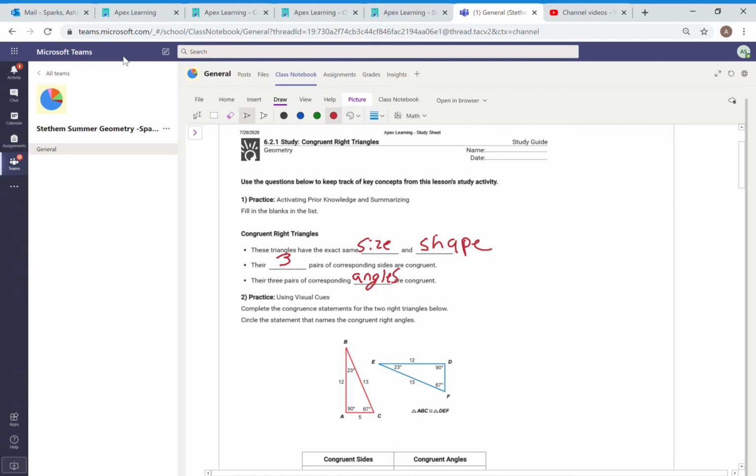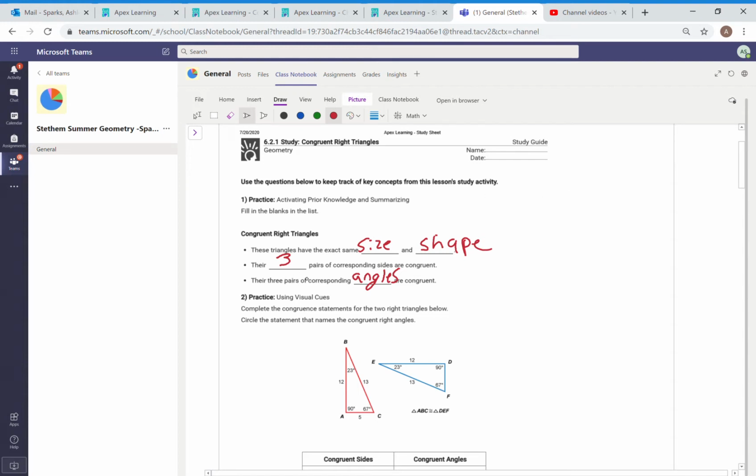So, congruent triangles. This one's a little bit weird. I feel like it bounces around a bit, but we'll try to keep it as streamlined as possible. Congruent right triangles have the exact same size and shape, just like our congruent triangles from before.